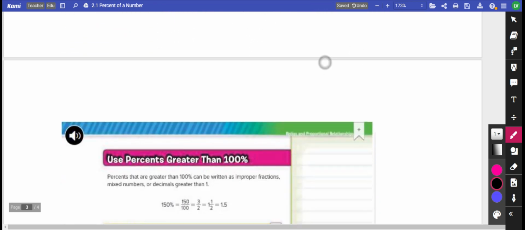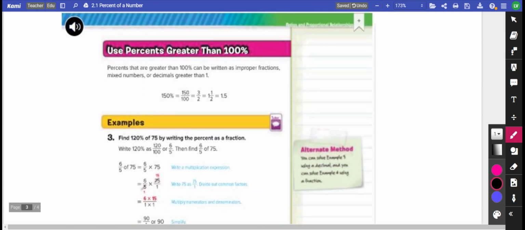Continuing. Use percents greater than 100%. Percents that are greater than 100% can be written as an improper fraction, mixed number, or decimals greater than 1. So 150% equals 150 divided by 100, which is the same thing as saying 3 halves, or 1 1/2, or 1 5/10.